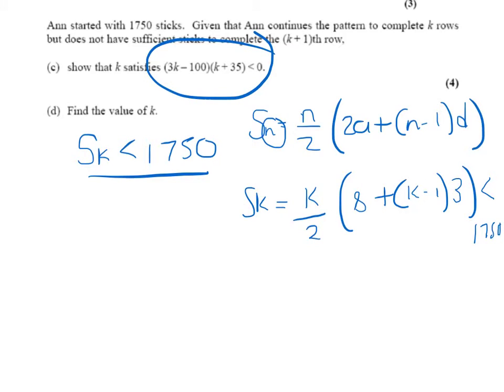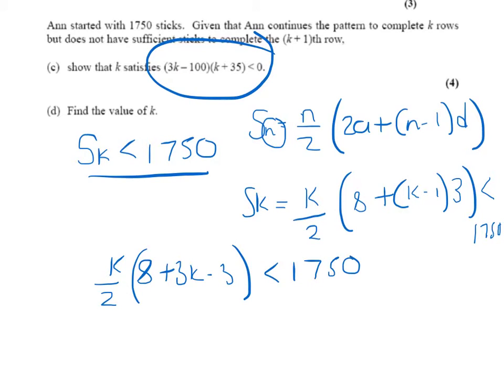Can't quite fit it on myself. Put it in a line for you. Then you can figure out what all this is expanded. So k over 2 times 8 plus 3k minus 3. When you multiply that bracket out, less than 1,750. Inside here, you've got 5 plus 3k, if you add together your 8 and your minus 3, and k over 2, less than 1,750.